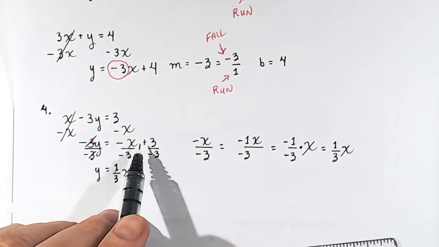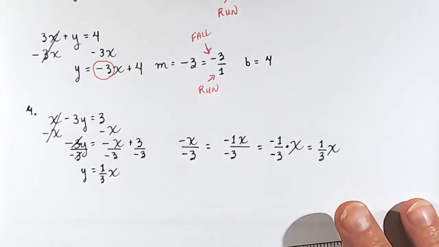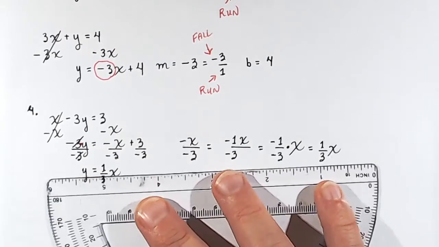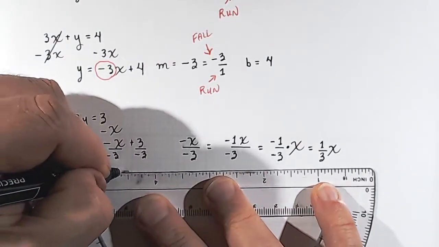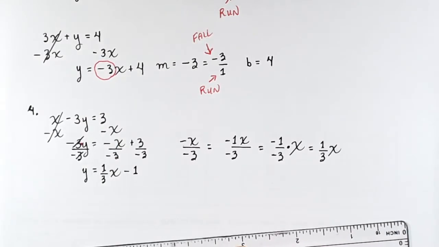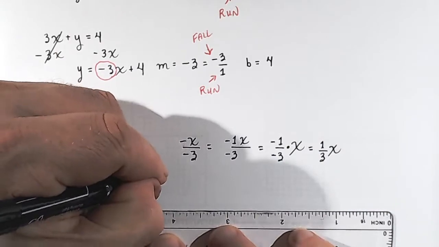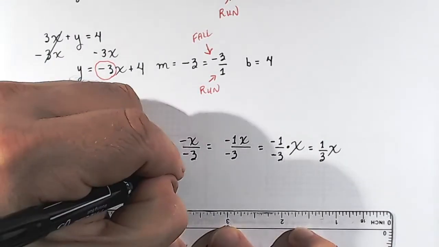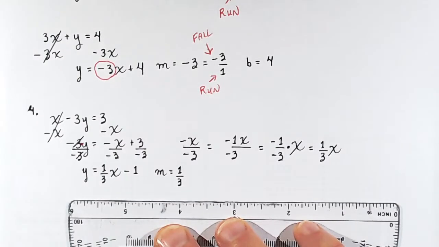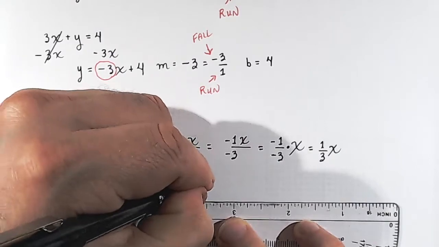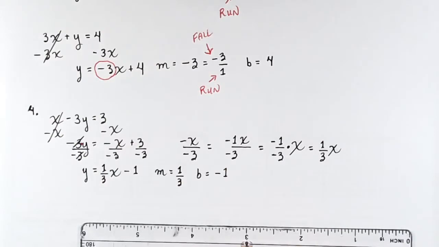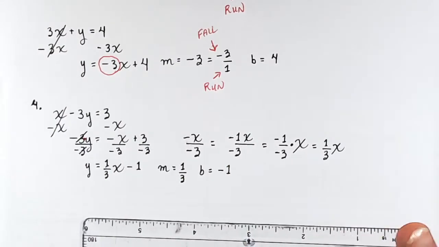And now we have to look at this, 3 over negative 3. Well, 3 divided by negative 3 is negative 1. So 3 over negative 3 simplifies to negative 1. And now this looks like something we can interpret. So my slope m is equal to 1 over 3. Remember, that would be the x coefficient. And my y-intercept b is equal to negative 1. Make sure to include that negative sign, negative 1. Okay, so that's the first part.